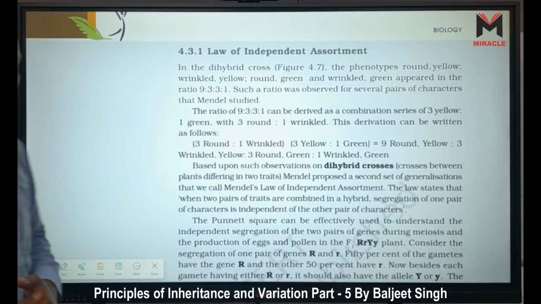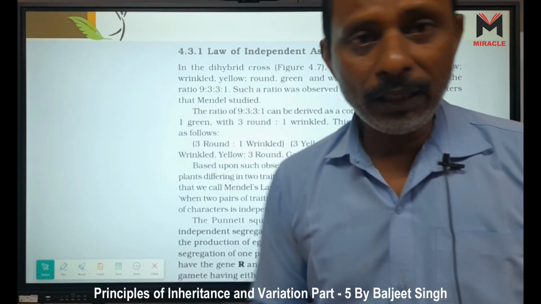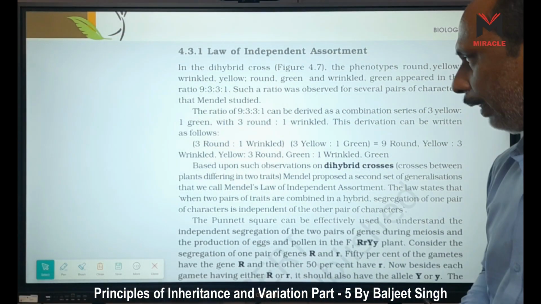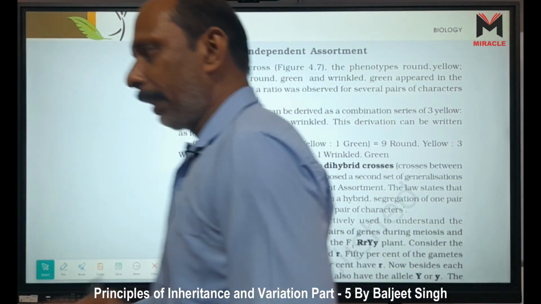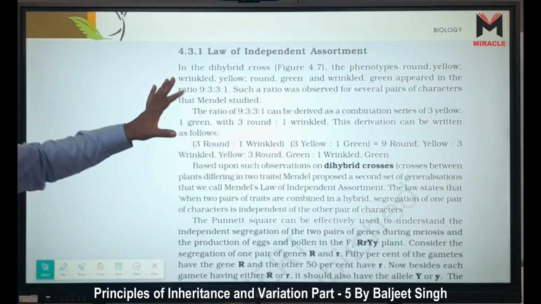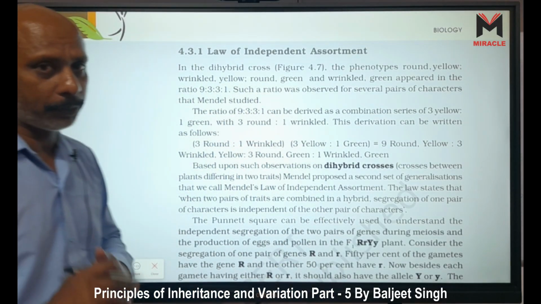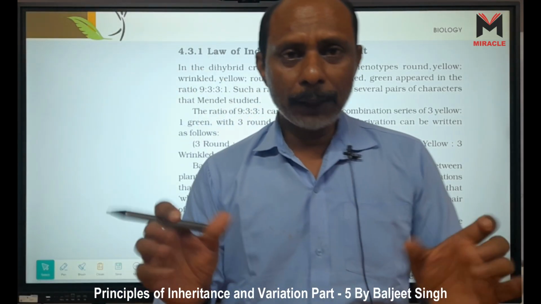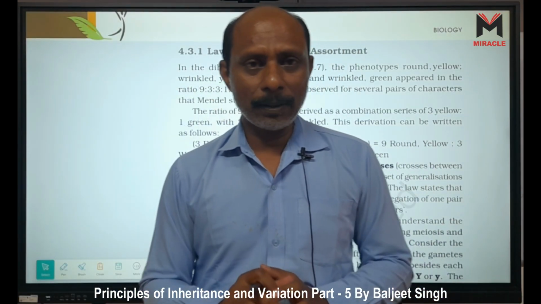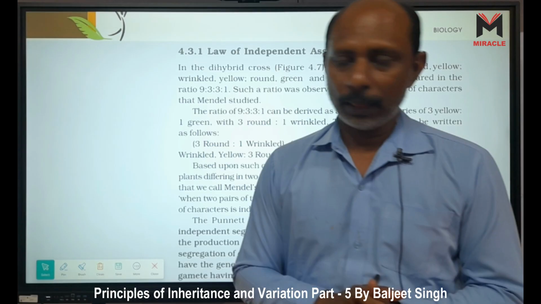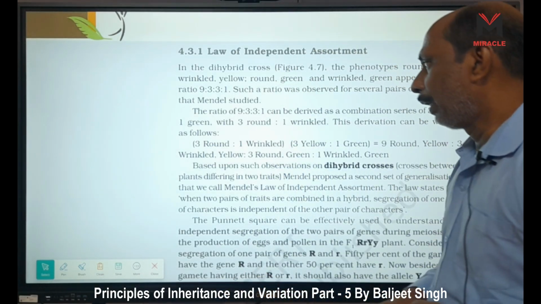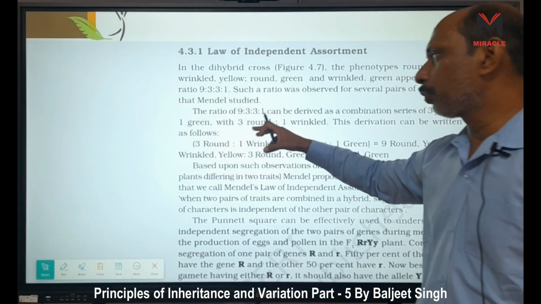Now he gets the law of independent assortment by a dihybrid cross, right? Why does he get the law of independent assortment through a dihybrid cross? Because he gets 4 types of seeds. Initially there are 2 types of parent seeds, and from these he gets 4 types of offspring, right? In the ratio of 9:3:3:1.